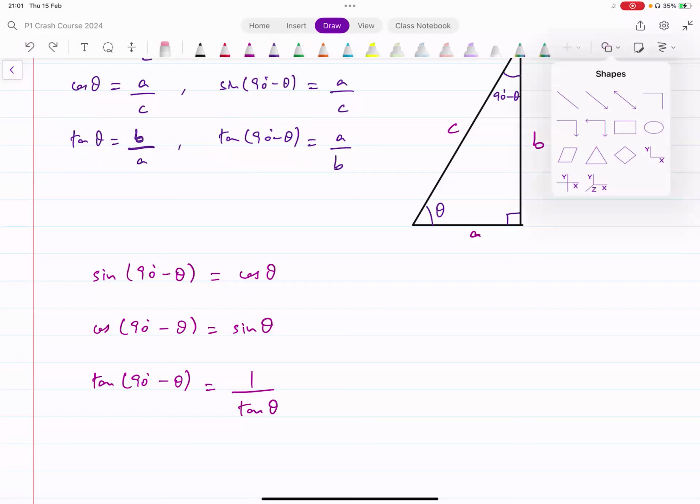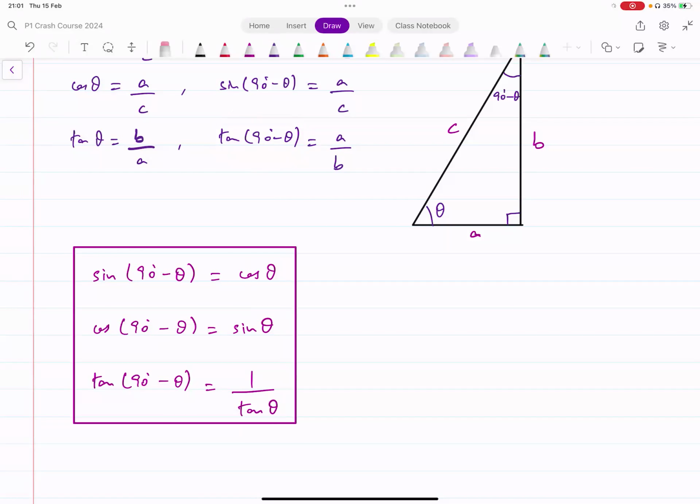So we have these three identities that we now need to remember. They are not given in the formula sheet. You should memorize them. Okay. Sine 90 minus theta is cos theta. Cos 90 minus theta is sine theta. Tan of 90 minus theta is 1 over tan theta.